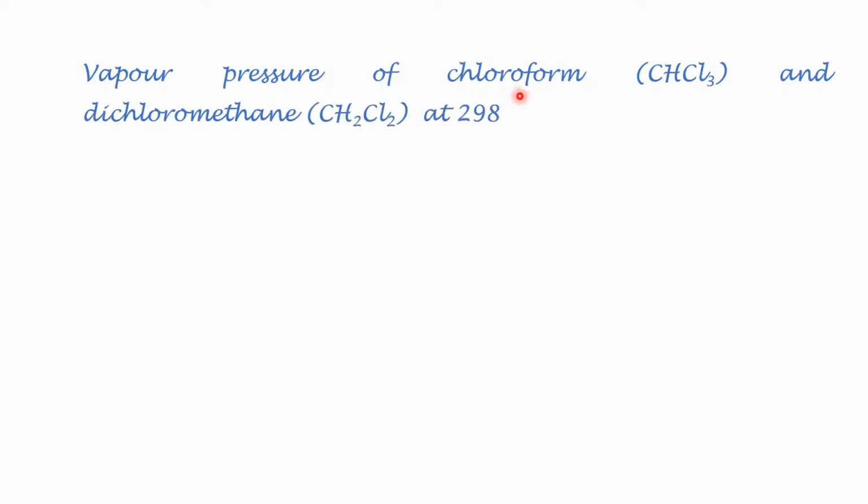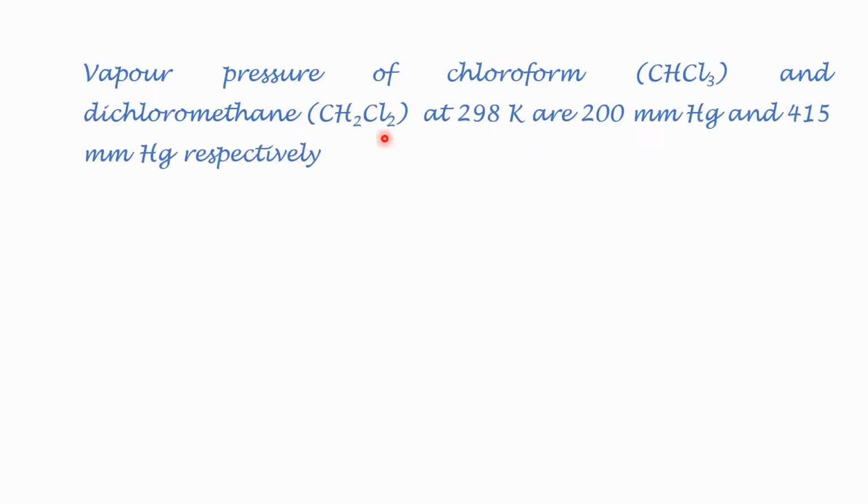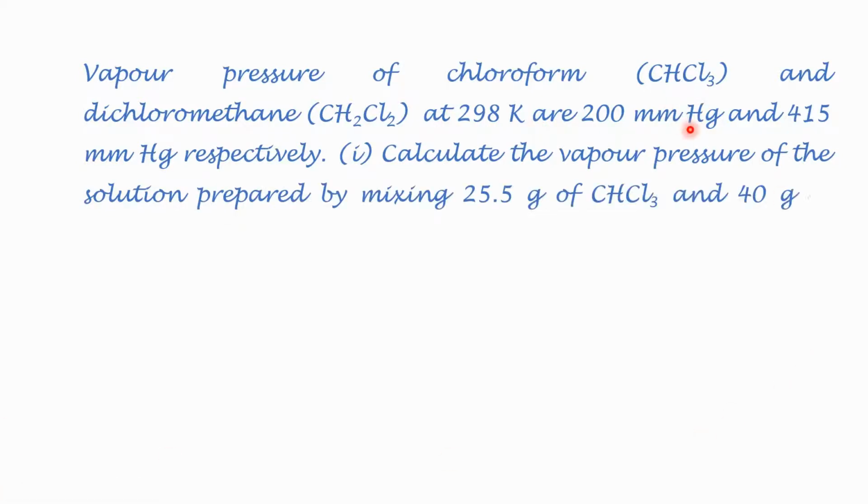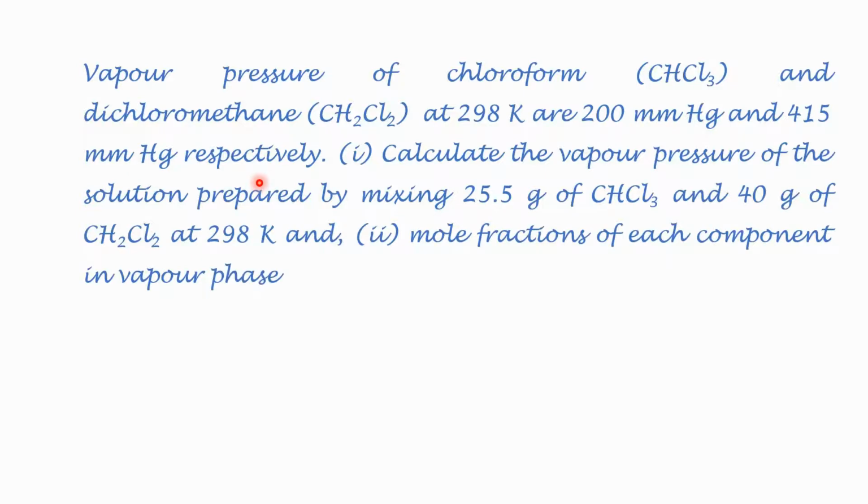Vapor pressure of chloroform and dichloromethane at 298 Kelvin are 200 millimeters of mercury and 415 millimeters of mercury respectively. 1. Calculate the vapor pressure of the solution prepared by mixing 25.5 grams of chloroform and 40 grams of dichloromethane at 298 Kelvin, and 2. Mole fractions of each component in the vapor phase.